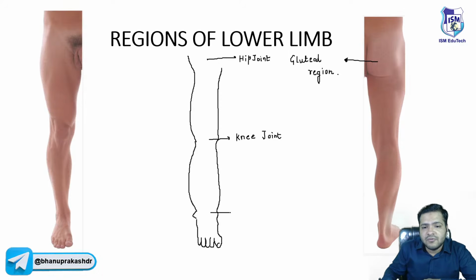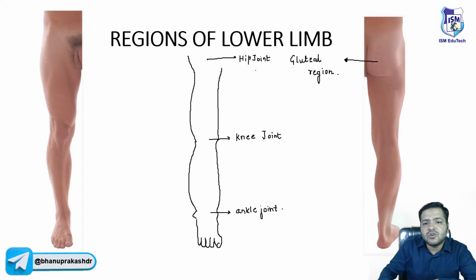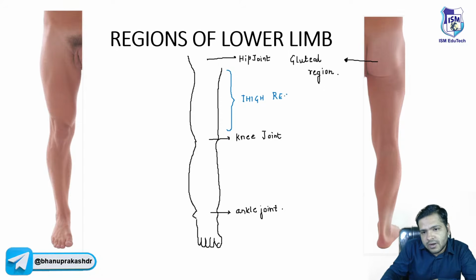Then we already know we have the ankle joint over here. So remember, from hip joint to knee joint, this region is called the thigh region of the lower limb.